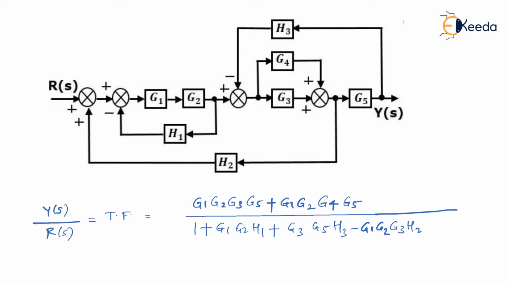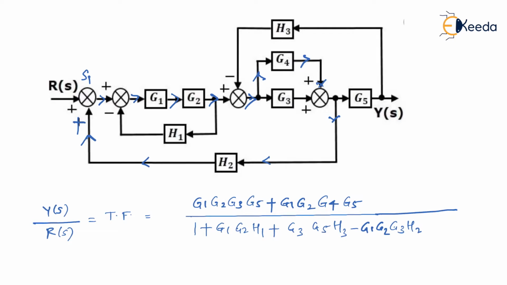I'm talking about, let's say, this summing point 1 where we are getting positive feedback. So this feedback loop I'll talk about. So we have one more path like this, G1, G2. Then instead of moving to G3, go to G4, then come down, then H2, and then you're getting back to the feedback.